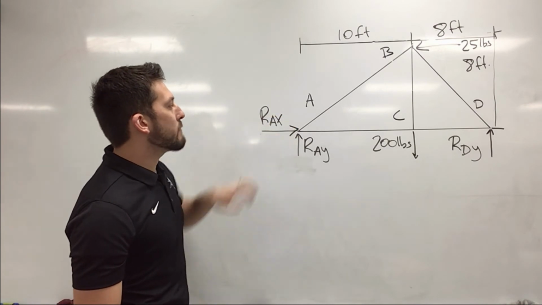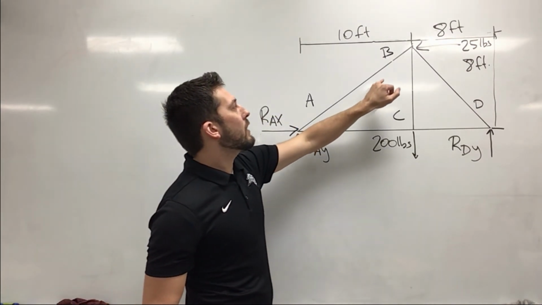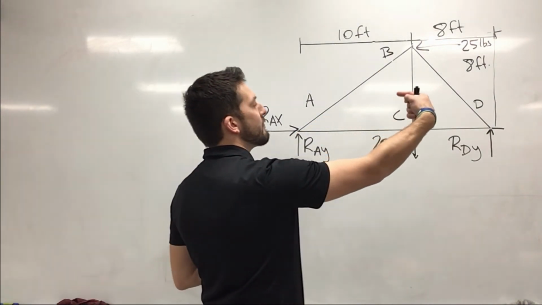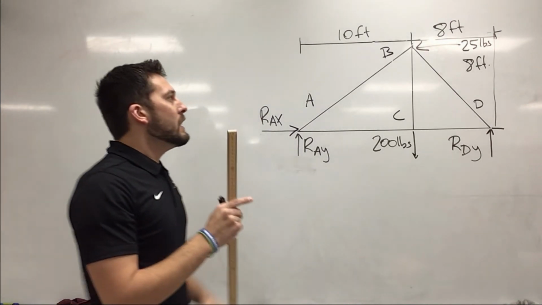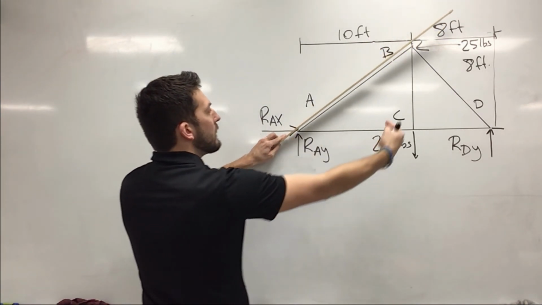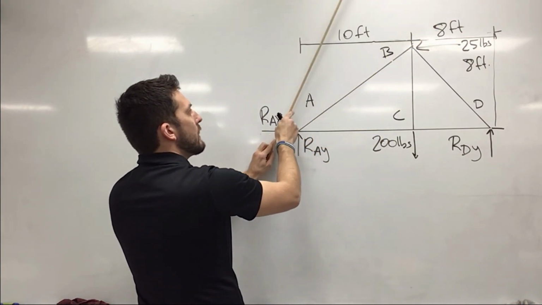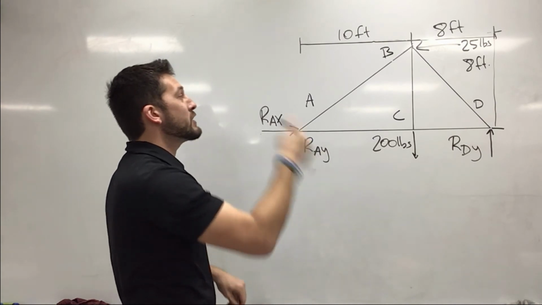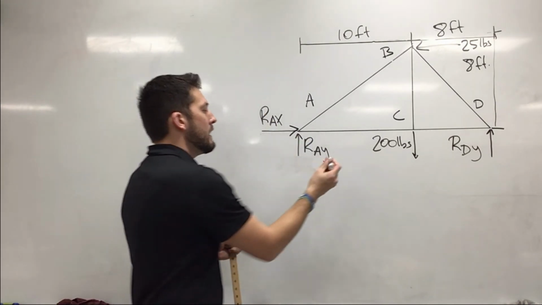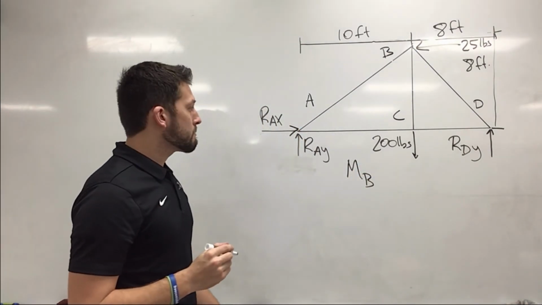So if this is my fulcrum, let's start with joint B up at the top. We have a 25-pound force that's going this way. If this is my rotation point, and 25 pounds are pushing this way, which way is this thing going to rotate? It looks like it's going to rotate my bridge counterclockwise, which would be a positive moment. So I'm going to say MB, and I'm going to keep that as a positive value.